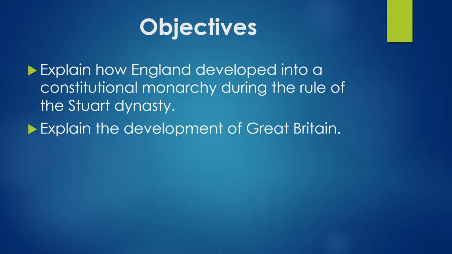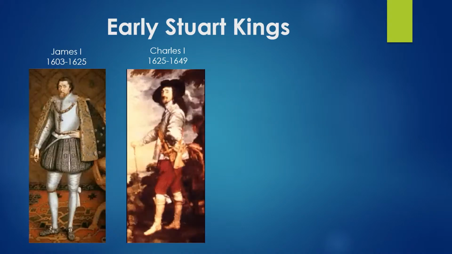Our objectives for today are to explain how England developed into a constitutional monarchy during the rule of the Stuart dynasty, and also the development of what we call Great Britain. So I want to start with our early Stuart kings.